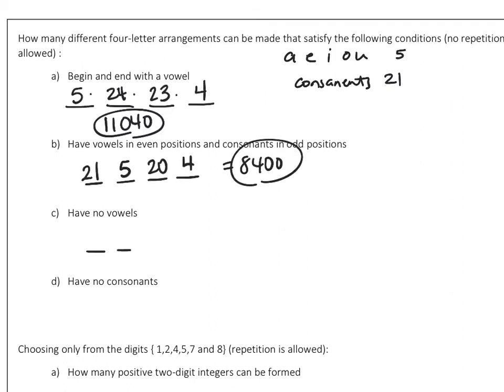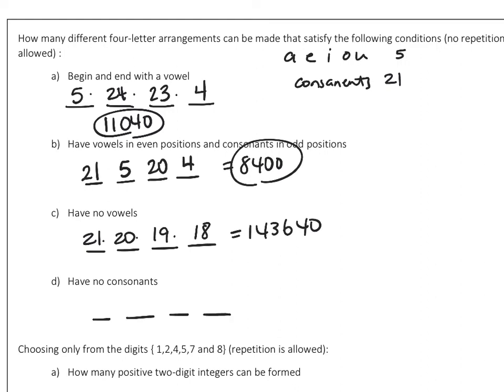If I don't have any vowels, so that means I have 21, 20, 19, and 18. That is 143,640. And if you have no consonants, well, that's going to be all vowels. So 5, 4, 3, 2. And then multiply all of those together. And that gives me 120.